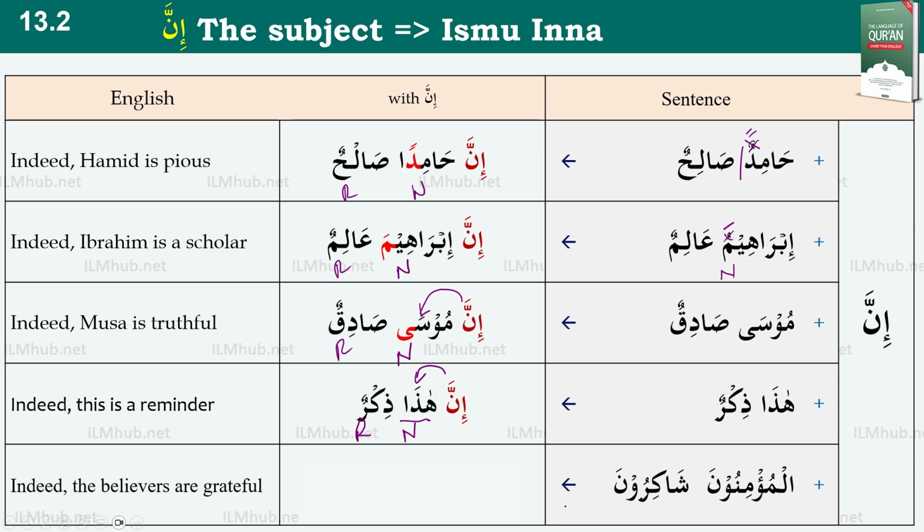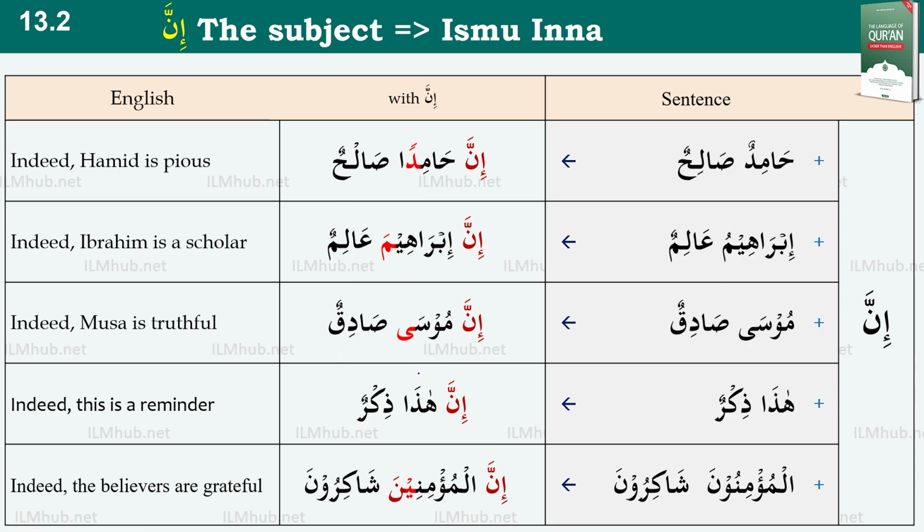And the last one, al-mu'minuna shakiruna. I put inna in front. I get al-mu'minina. And please note, mu'minuna is rafa, mu'minina is nasab or jar. But here, because of inna, we can be 100% sure that this is nasab. And of course, this is rafa. And then on the right hand side, you have your ismu inna. On the left hand side, you have your khabaru inna. So that's exactly the examples that I showed you earlier in some more detail. Please make a note of these.